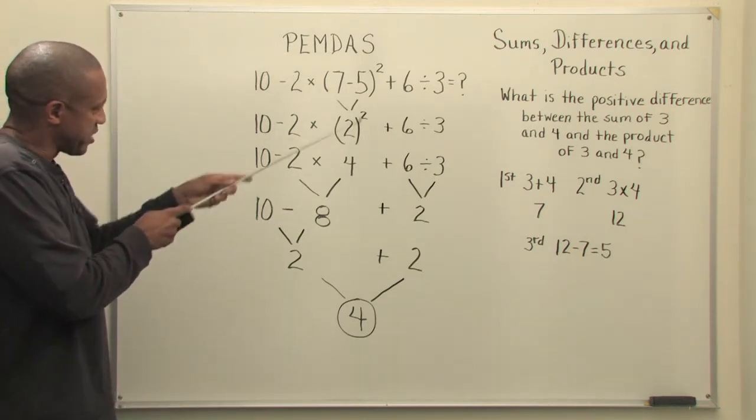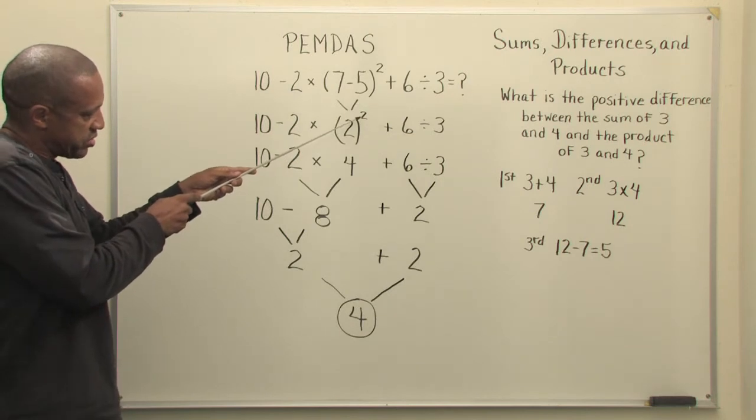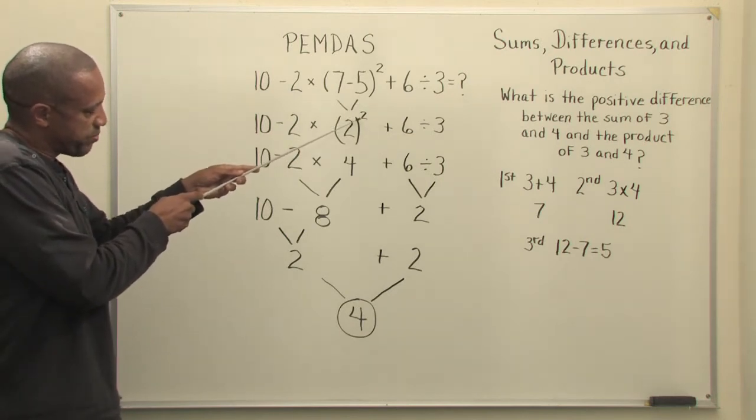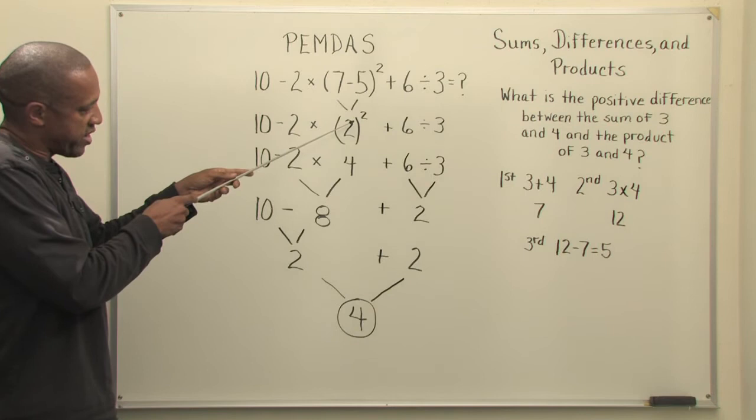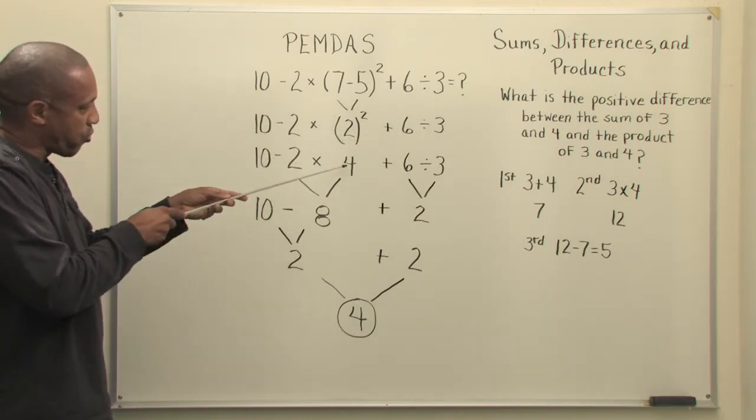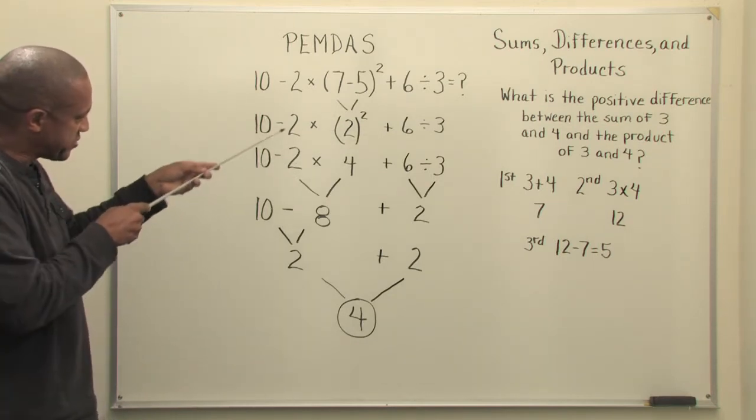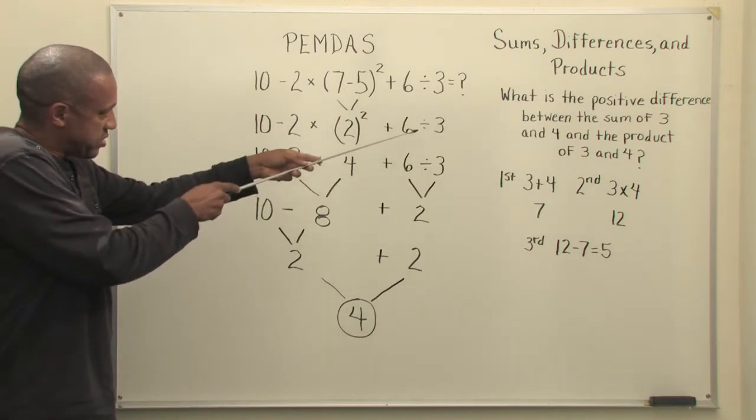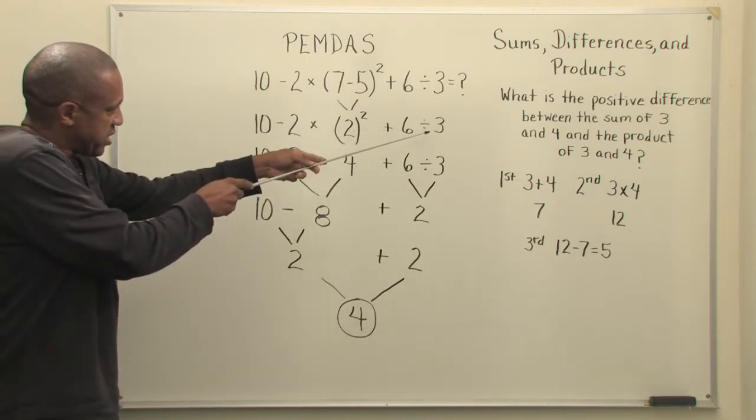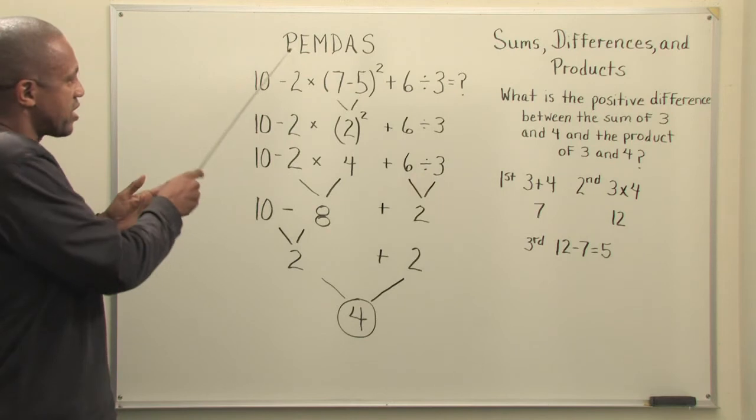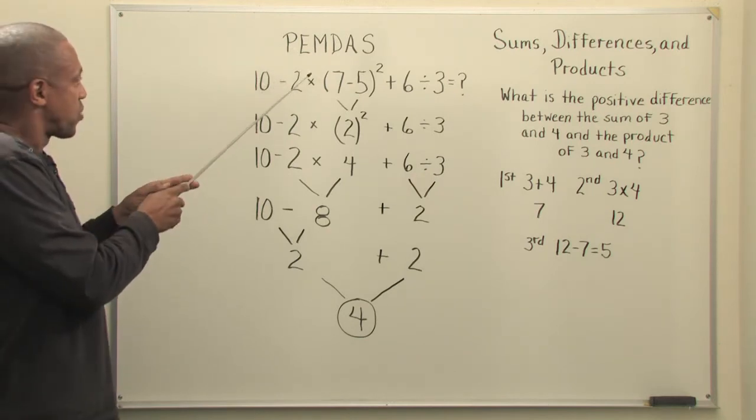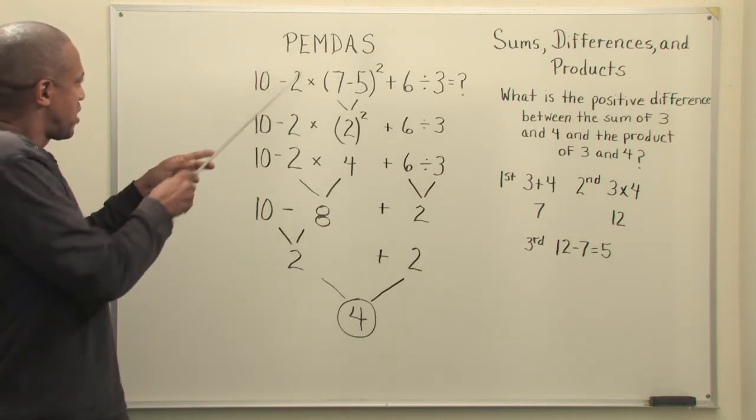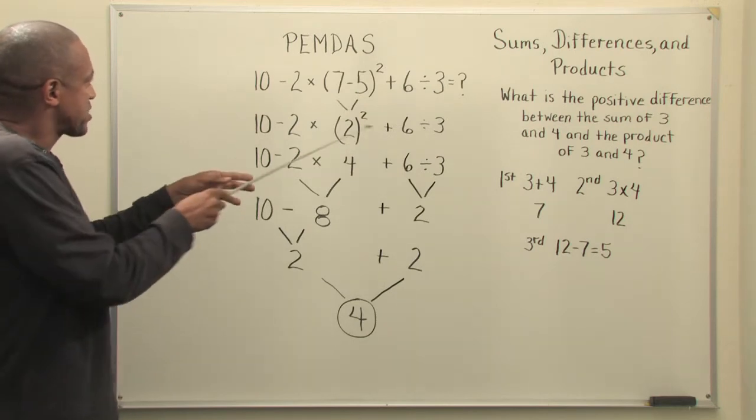Next is the exponent. The only exponent here is this 2 here. 2 to the second power is 2 squared, or 2 times 2, which is 4. Again, I bring everything else down: the 6, the division sign, the plus, and the 3. Now we're done with parentheses and exponent. What we have left is multiplication, division, minus, and plus.